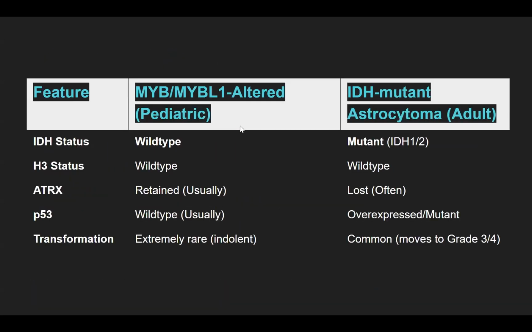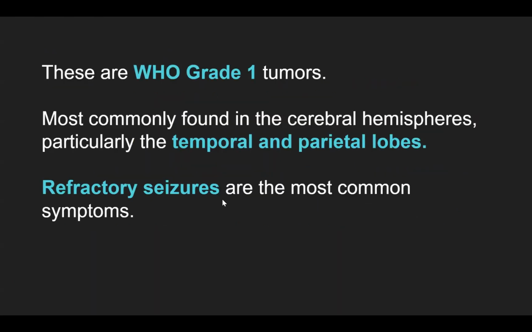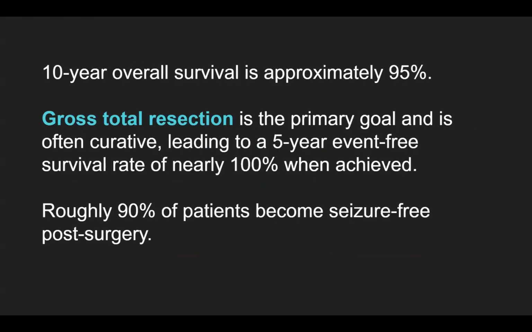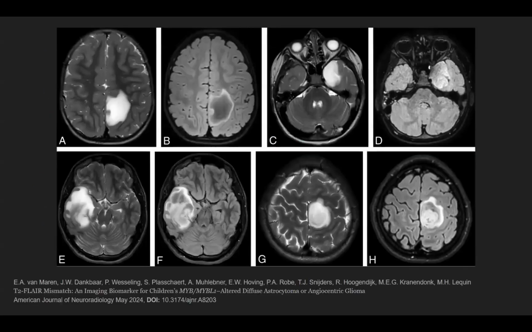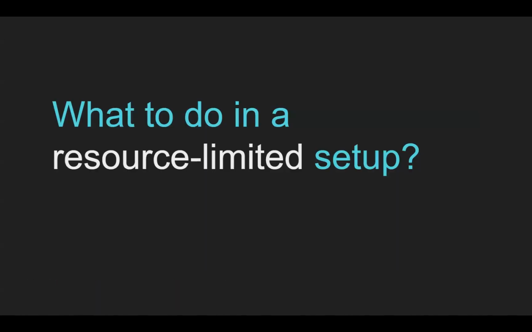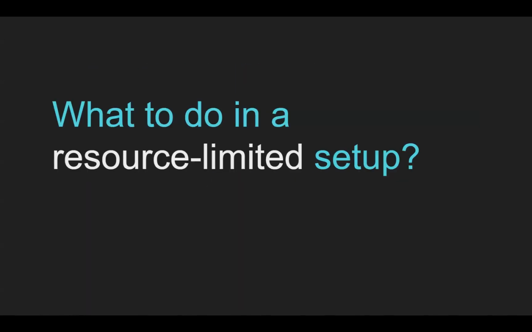If I go back to the approach section, most of this is limited to very well-equipped setups like video monitoring, functional mapping, fMRI or DTI, ECoG. We all know that a lot of this stuff is not available in the setups that we work in. I am not sure about countries apart from Pakistan, but in Pakistan there are certain setups that are very well equipped. But most of the places where we work, the public sector tertiary care hospitals, I don't think any has even functional MRI. So, what to do in a resource-limited setup?